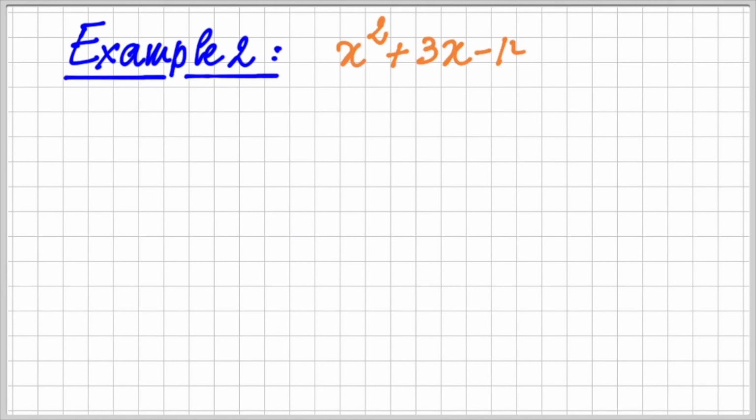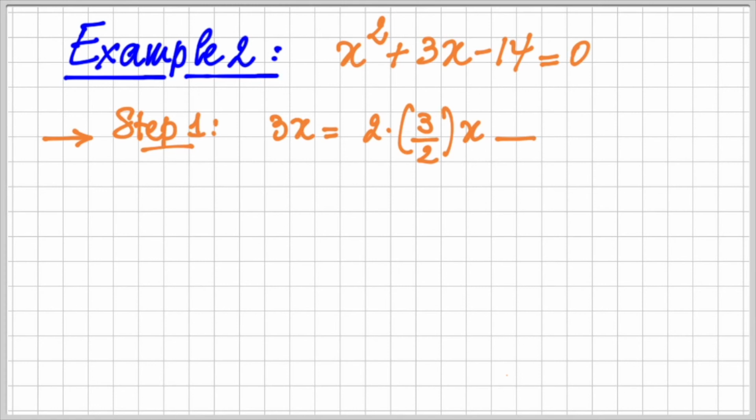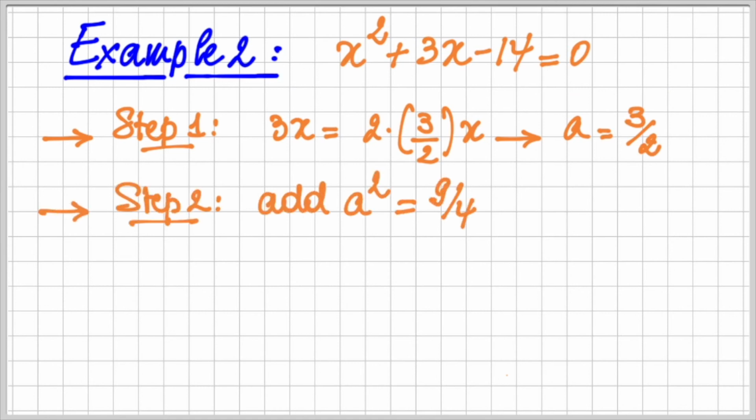Let's have a look at another example. Here we have x to the square plus 3x minus 14 is equal to 0. And we are going to apply the same thing again. Step 1, we rewrite 3x as 2 times 3 halves times x, and we find that a is 3 halves. For step 2, we have to add a to the square. We found that a is equal to 3 halves. This means that a to the square is 9 divided by 4.